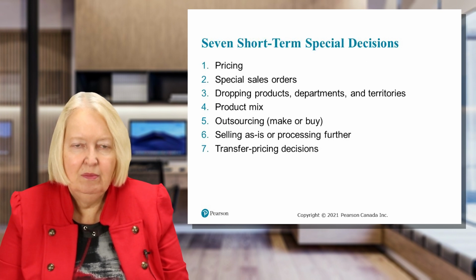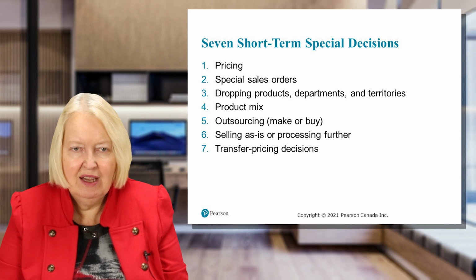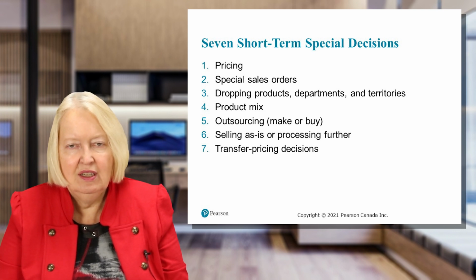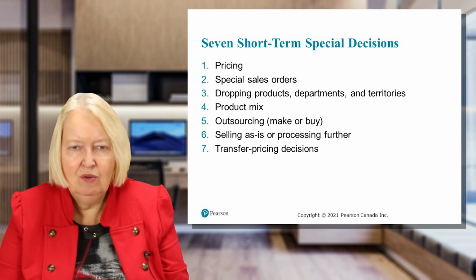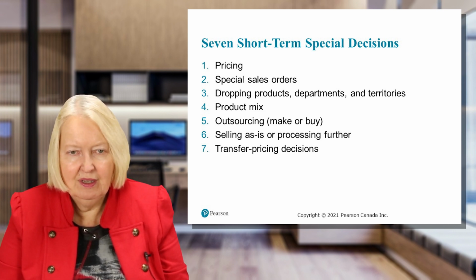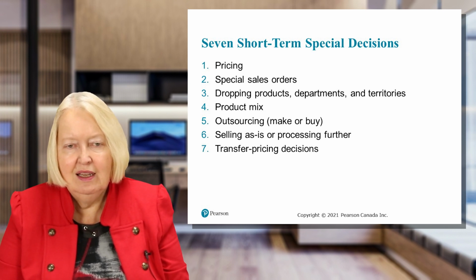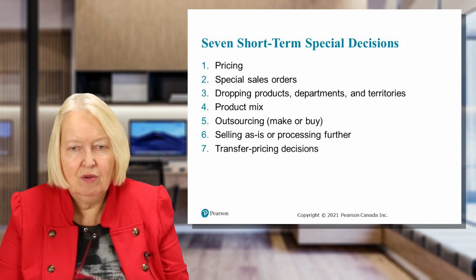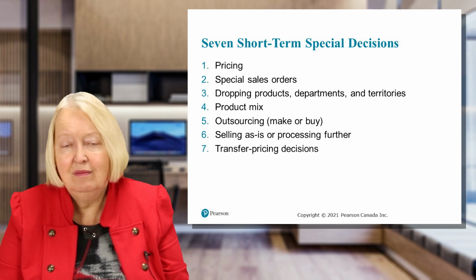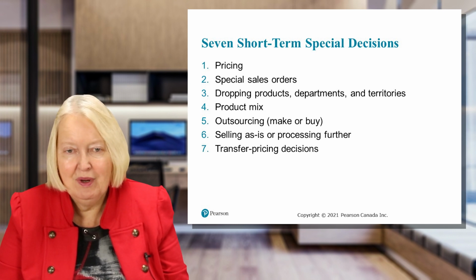So we are going to be covering in this chapter these 7 types of short-term decisions. So pricing, special orders, dropping a product, a department, or a territory, looking at product mix when you sell 2 or more products, outsourcing, whether you should make something or buy it, selling something as is or processing it further, and then, presumably selling it for a higher price, and then transfer pricing decisions.